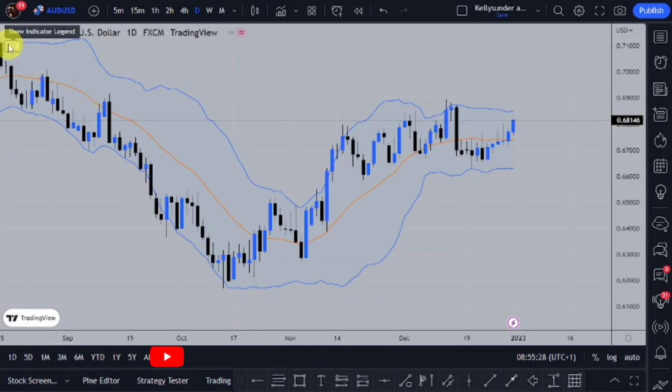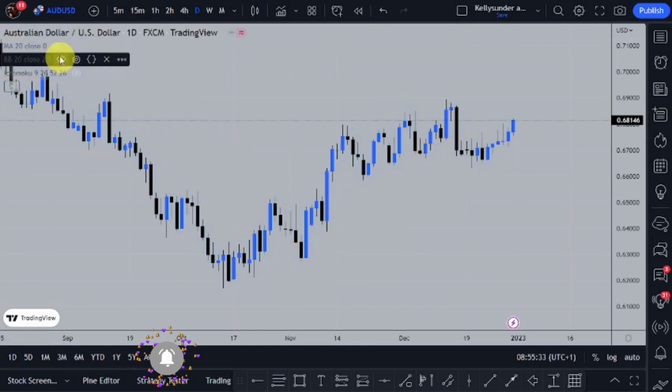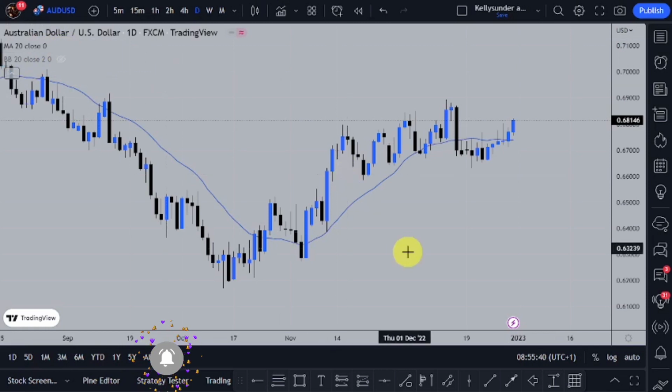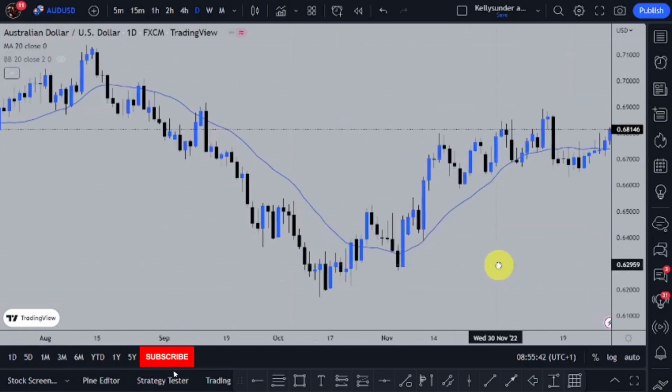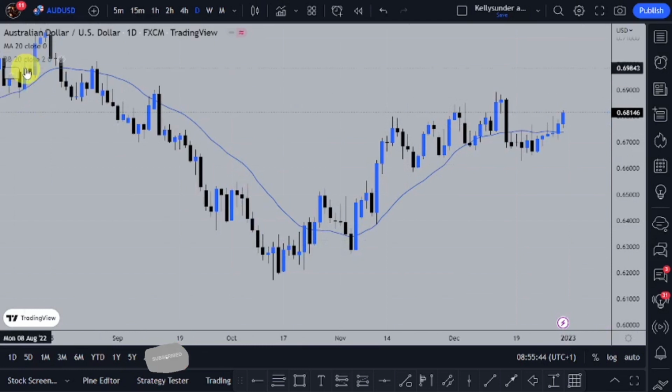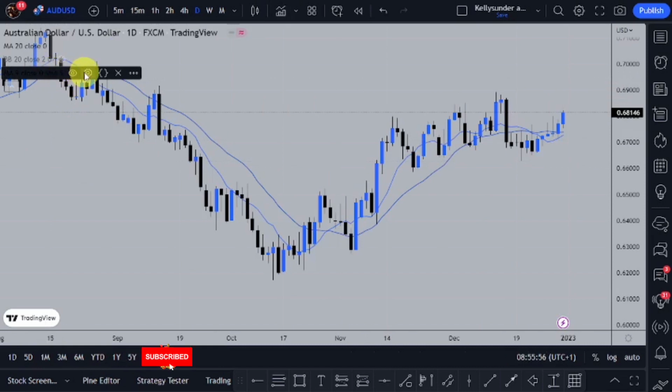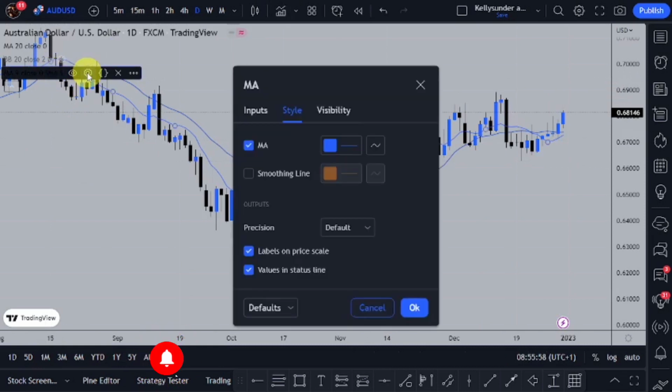I want to focus on moving averages because I find they are a bit easier to understand. So this is the 20 moving average. How do you set it to 20 and change the color? Once you have added your moving average from here, I can still add another moving average to the chart, then edit it. This is another moving average I just added. I'll be editing it. Click on the settings icon, then click on the inputs right here.